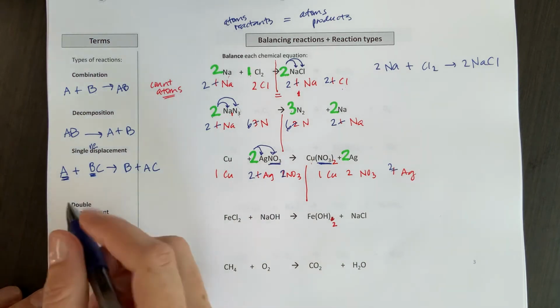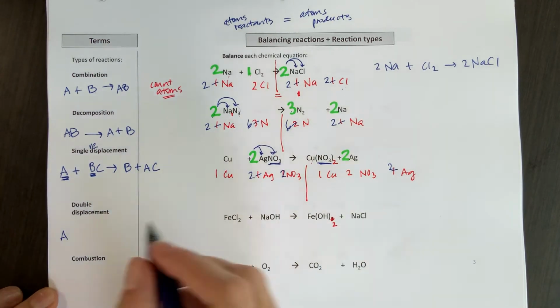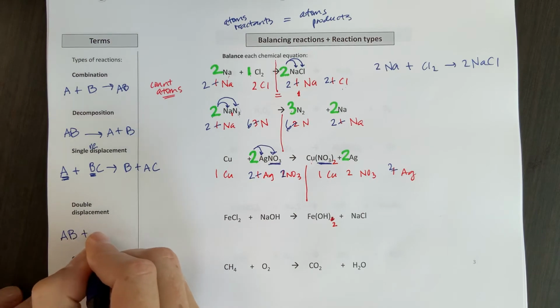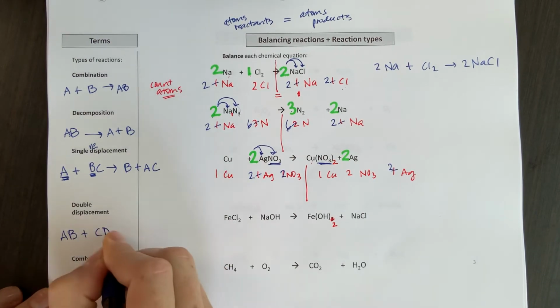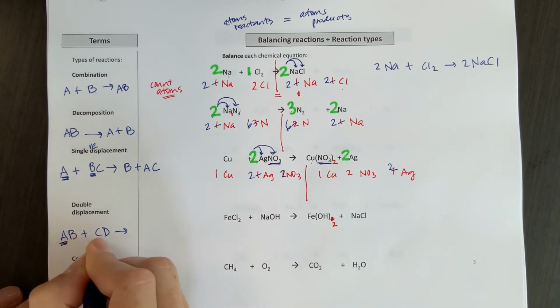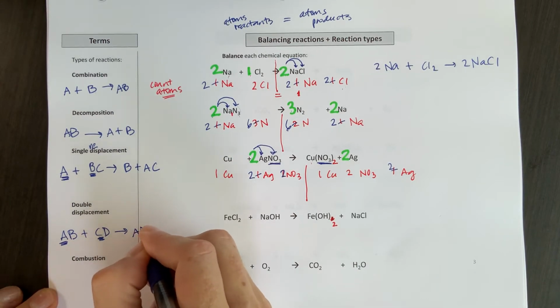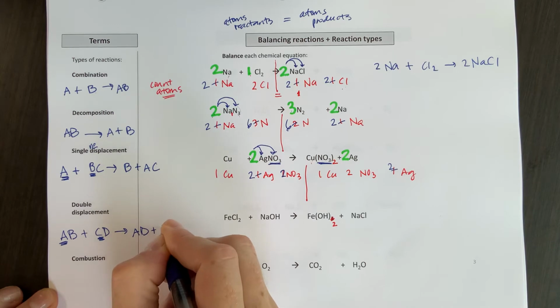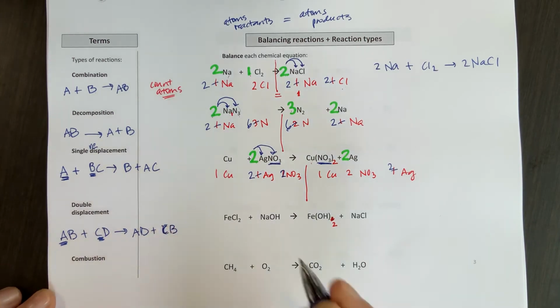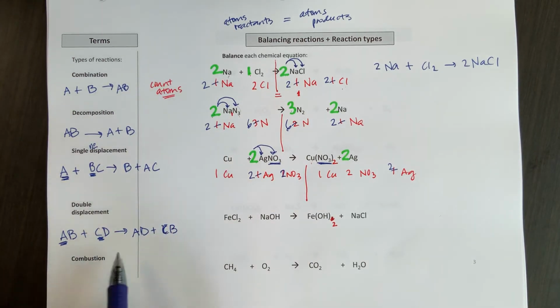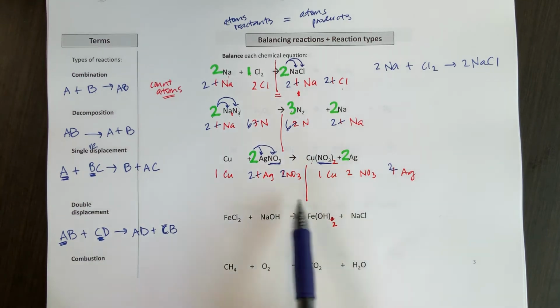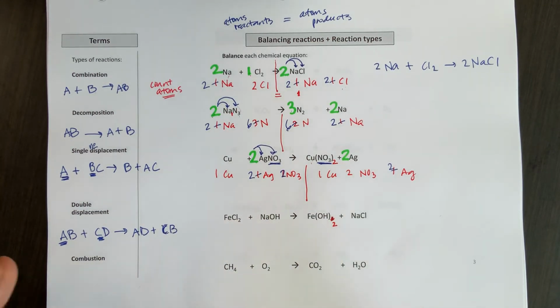Double displacement reactions are going to be some of your biggest, most complicated ones. So that would be AB plus CD. And now I have a double compound and a double compound, and the A and C are going to switch. So I will end up with AD plus C is now connected with B. So the A and the C have flip-flop partners. They look kind of complicated, but you can do this, all right?